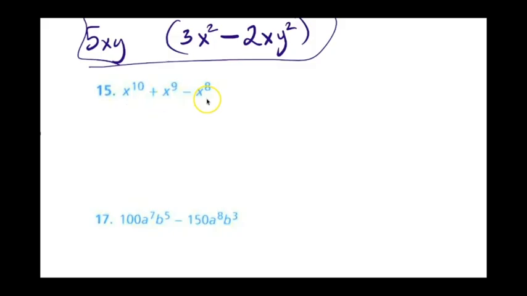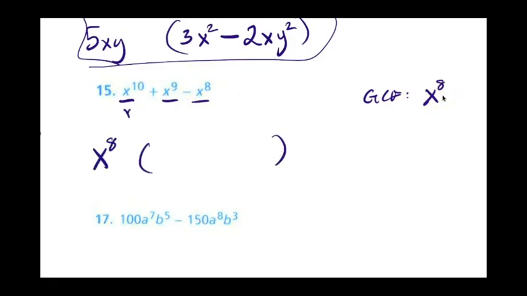x¹⁰ plus x⁹ minus x⁸. When they all share one, you can only take out the smallest amount. My GCF here is x⁸. When they all share the same variable, you can only take out the smallest amount. If they don't all share the same variable, you can't take it out. But if they share the same variable, you can only take out the smallest amount. Put an x⁸ on the outside.